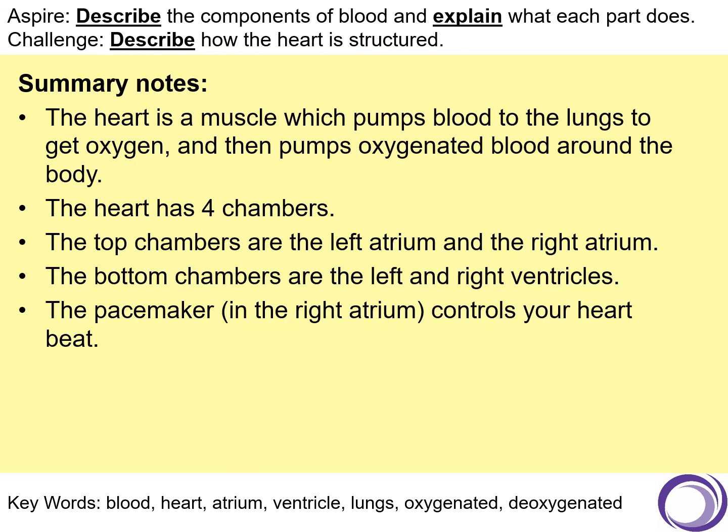So the summary for this section of the lesson is the heart is a muscle which pumps blood to the lungs to get oxygen and then pumps oxygenated blood around the body. The heart has 4 chambers. The top chambers are the left and the right atrium. The bottom chambers are the left and the right ventricles. And the pacemaker that controls your heartbeat is located in the right atrium.